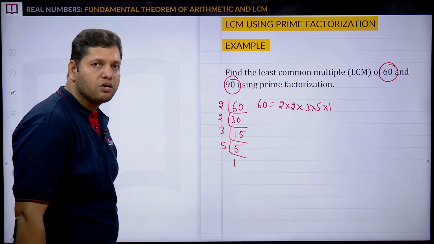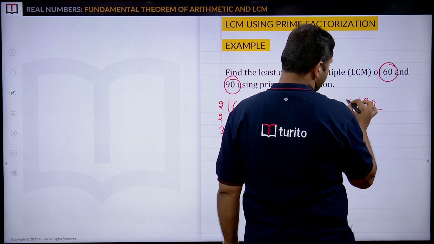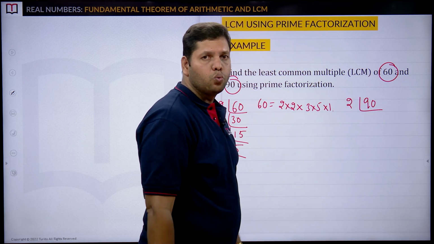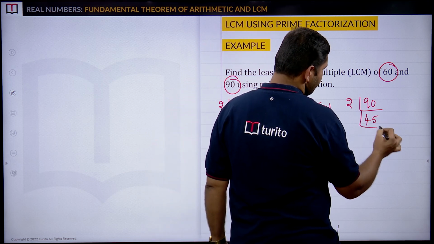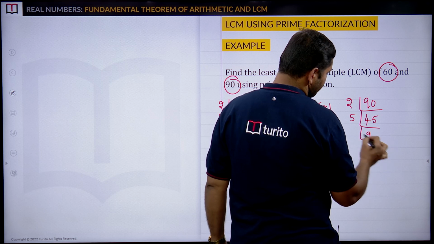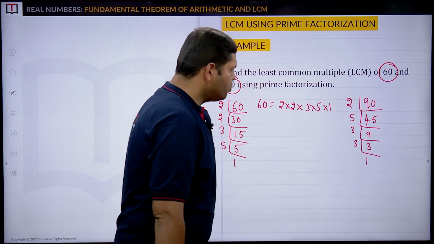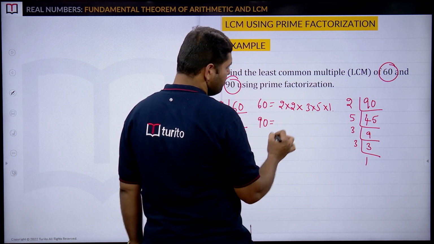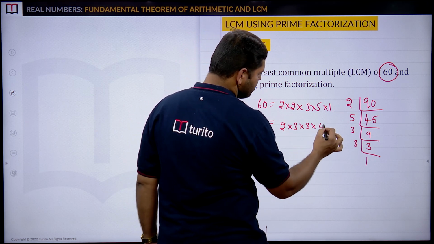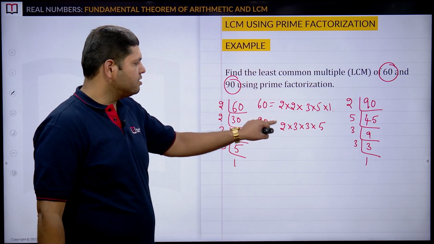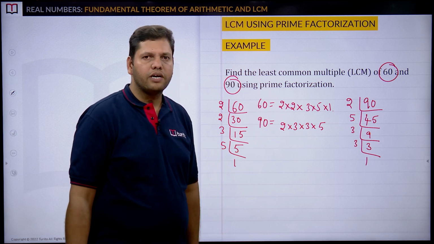So this is the prime factorization of 60. Now I am doing the same for 90 also. Now tell me children, 2 forty-fives are 90, and we'll go for the 5 table, 5 nines are 45. And this is 3 threes are 9, and 3 ones are 3. So 90 I can write as, tell me children, how we can write? 2 into 3 into 3 into 5. So 2 3s are 6, 6 3s are 18, and 18 5s are 90. So that is the prime factorization of 90, children.